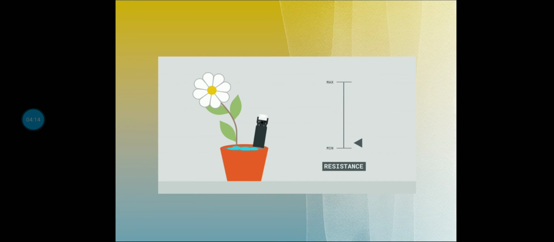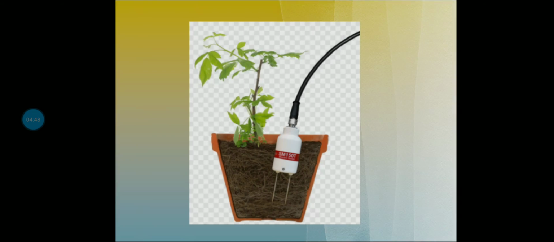Can you see the image? Look at what is happening. The sensor is plugged into the pot. If moisture is there, the resistance is minimum. If the pot is dry, then the resistance is maximum. This indicates whether the plant needs water or not. So for that you can also use the sensor.